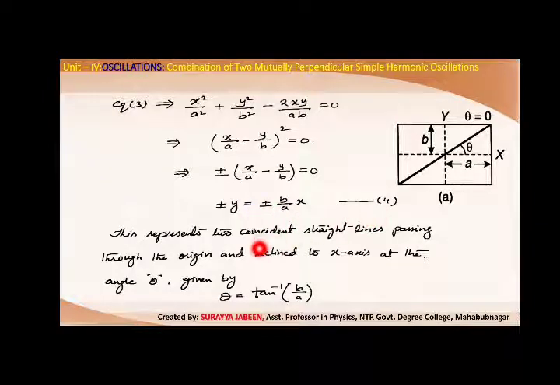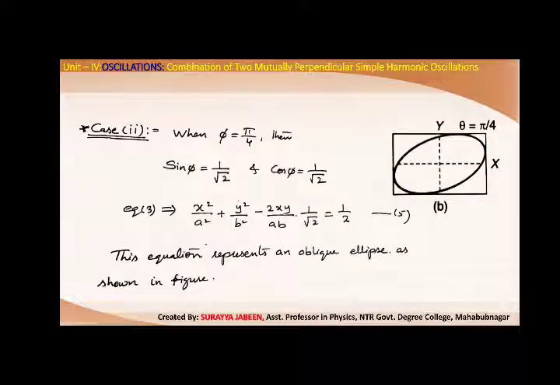This is the resultant path of the vibrations, resultant vibration. Now we will discuss our next case, in which we have to substitute phi equal to pi by 4. We have taken phi equal to 0 over. Now we will move to the next case, phi equal to pi by 4.